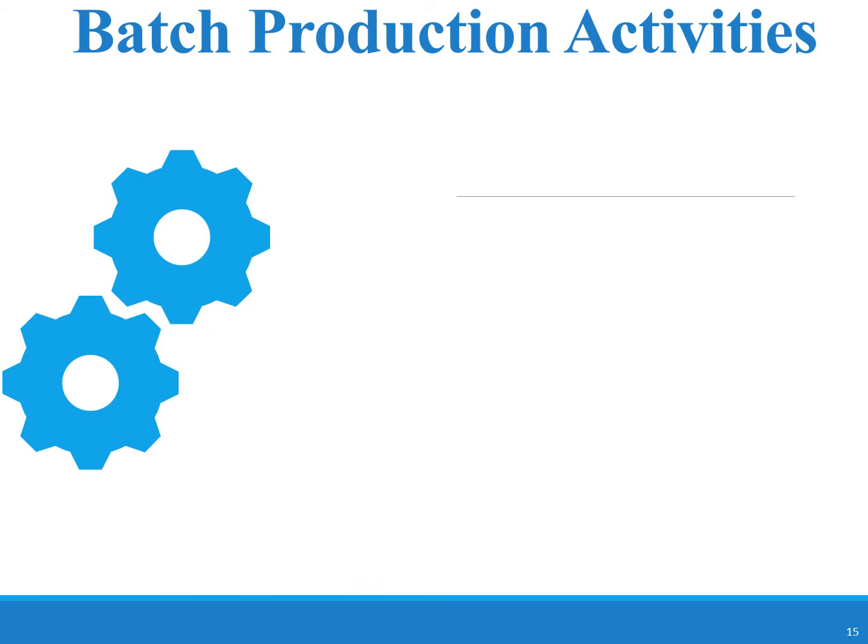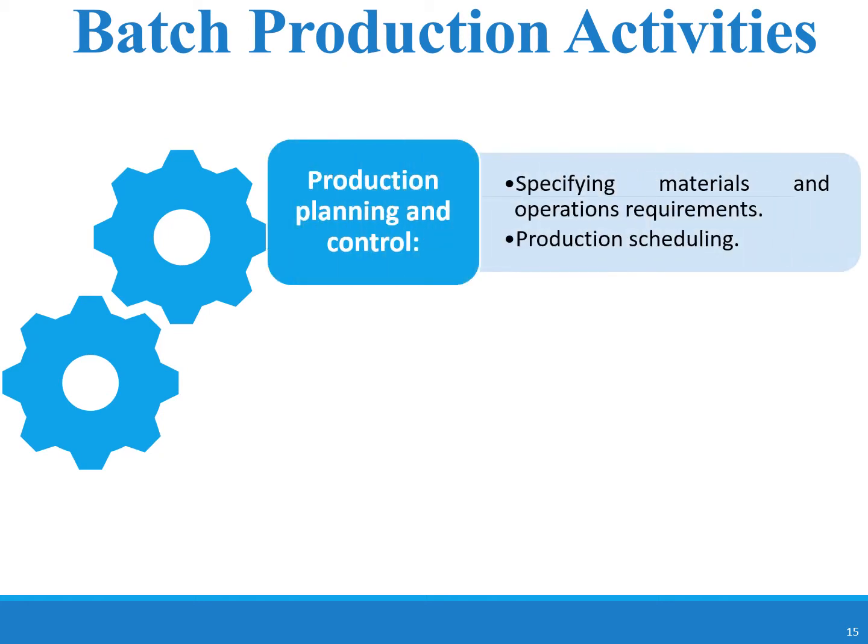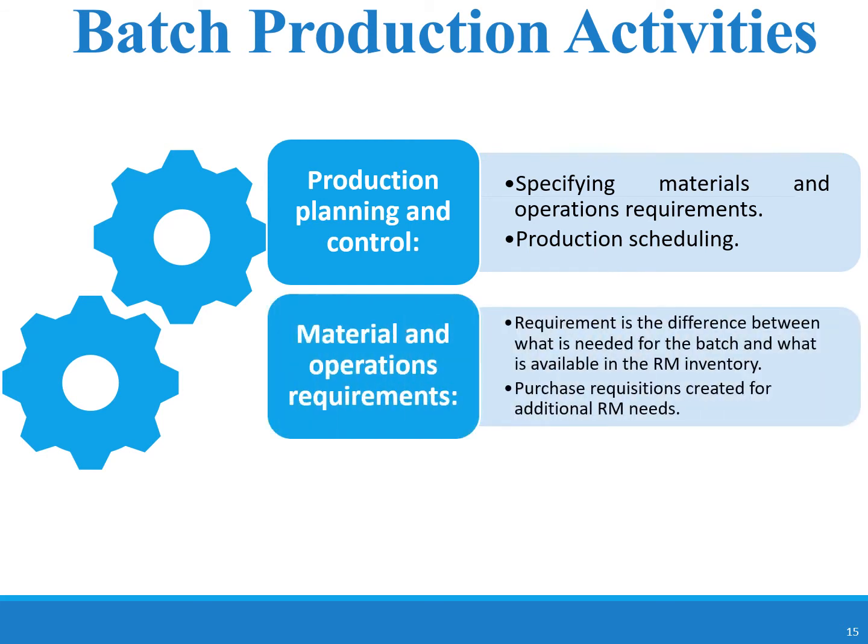Okay, now let's explain again the batch production activities in a narrative way. Starting with the production planning and control department, where we need to specify the materials and operation requirements. We explain this based on market forecasting and customer orders, and one of the inputs is assessing the inventory record, and then the production schedule. For the material and operation requirements, the requirement of raw materials is the difference between what is needed for the batch production and what is available in the raw materials inventory. The purchase requisition is created to fill the gap of the raw materials needed for the batch production.